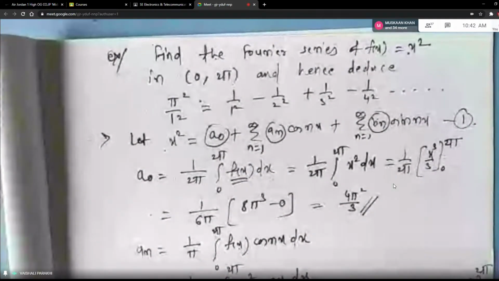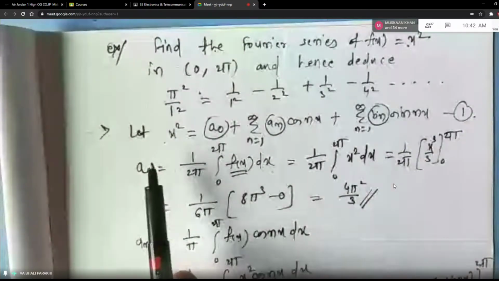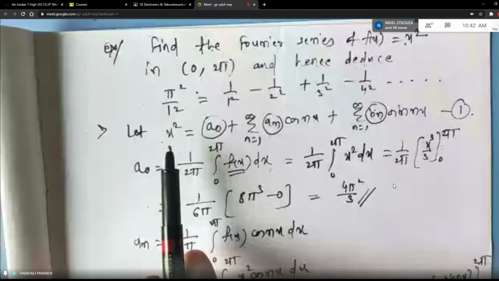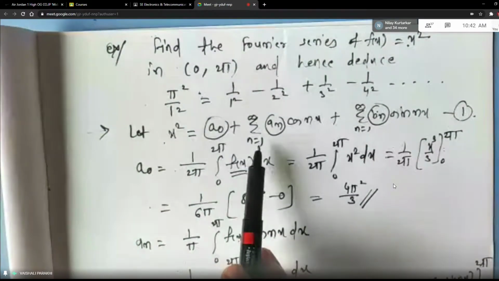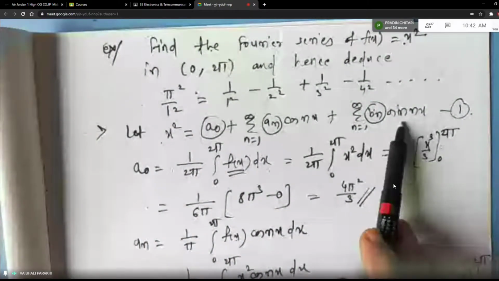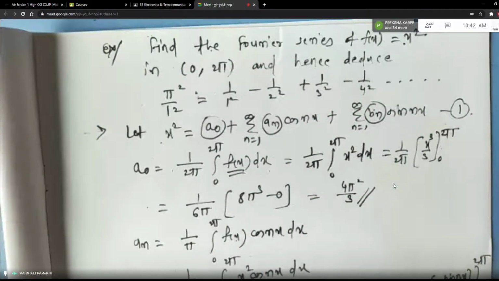Now, the first step I have written is the Fourier series formula. What is Fourier series, students? F of x is equal to, and here what is our f of x? It is x square, right? A naught plus summation an cos nx plus summation bn sin nx. This series is called Fourier series.